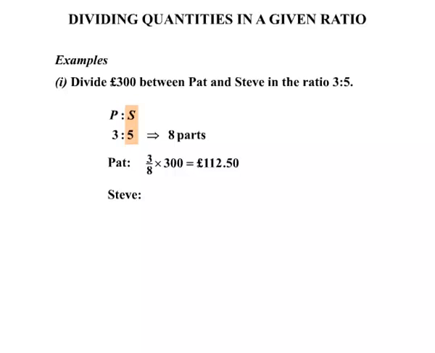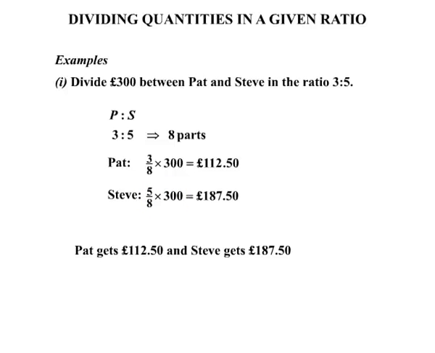Now let's consider Steve's share. Well, he is getting 5 parts, 5 parts out of the 8. So his fraction is 5/8. And again, we're splitting up the 300, so it's 5/8 times 300. And that works out to be £187 50p.